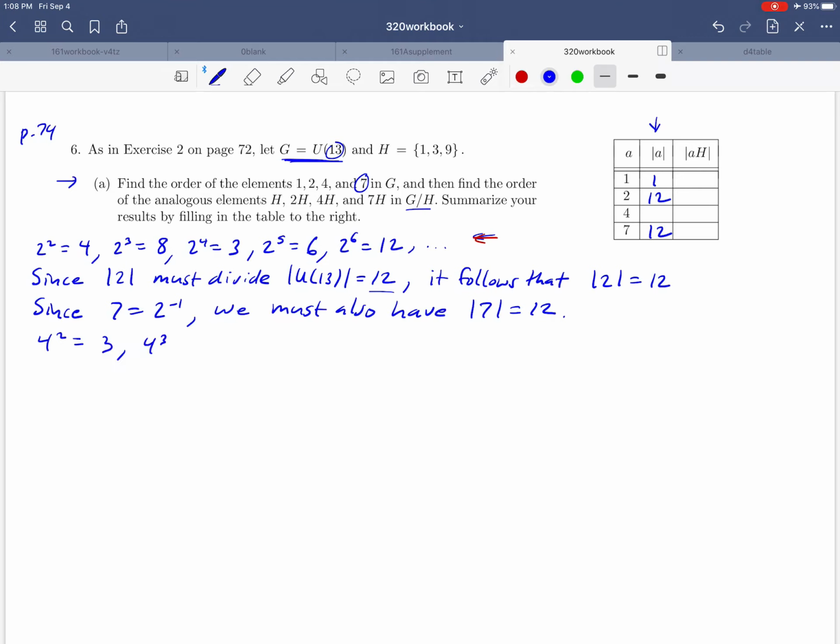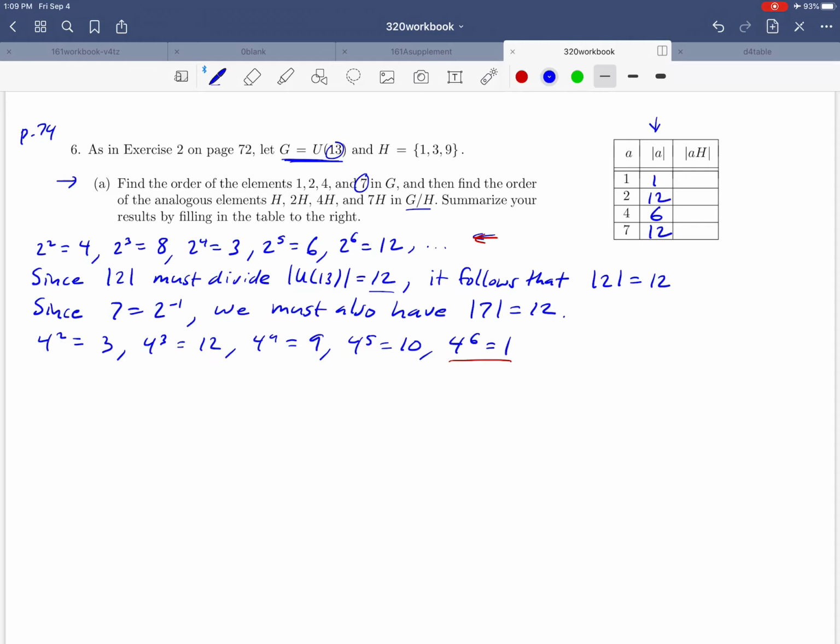Okay, and I'm just going to go ahead and write out the rest of these calculations and ask you to confirm these. If you take 4 cubed, you can confirm that that's 12. Okay, 4 to the 4th is 9, 4 to the 5th is 10, and 4 to the 6th is 1. Again, I'm leaving it to you to confirm those calculations. And so we had to go up to the 6th power before we got to the identity. That tells us that the order of 4 must be 6, in this group.